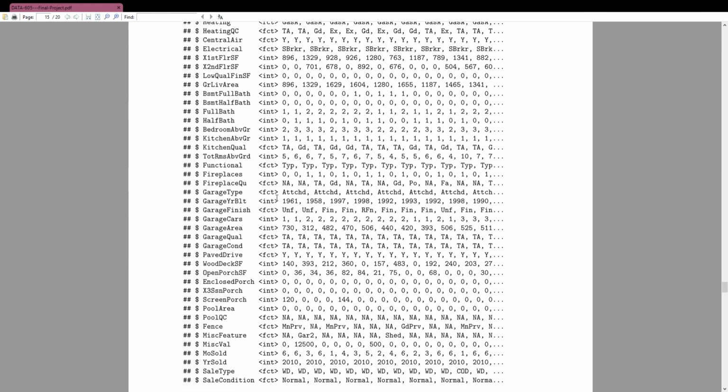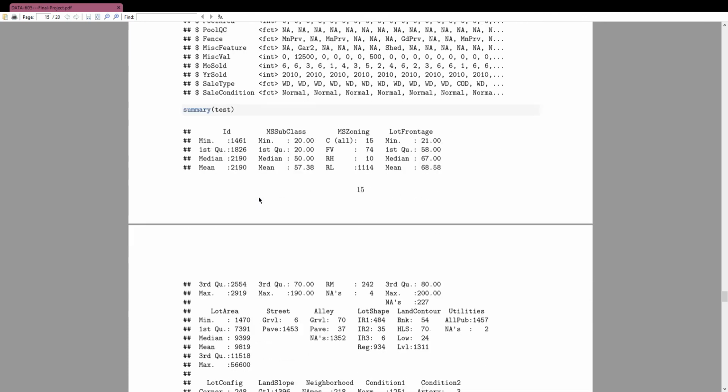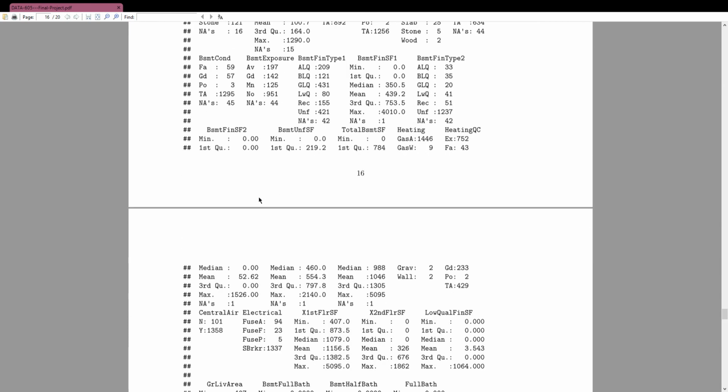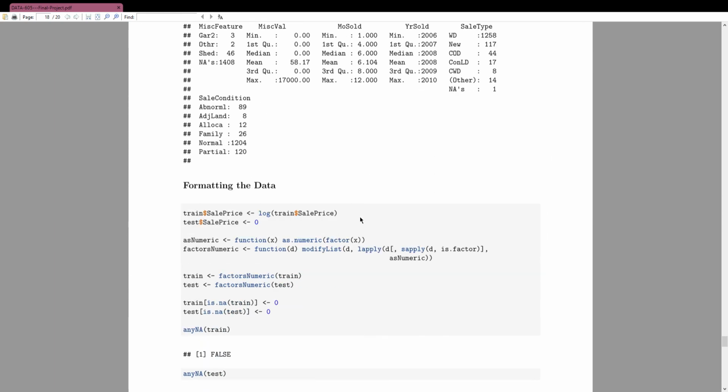Once again, it is all factors integers. We are going to take the summary of the test data set, scrolling through. Now we're going to take the log value of the sales prices in our training set. This helps with regressions. It helps increase your adjusted R² score.